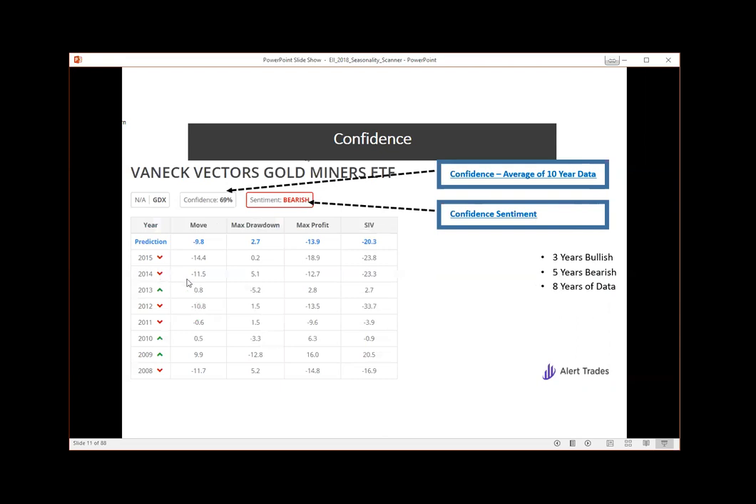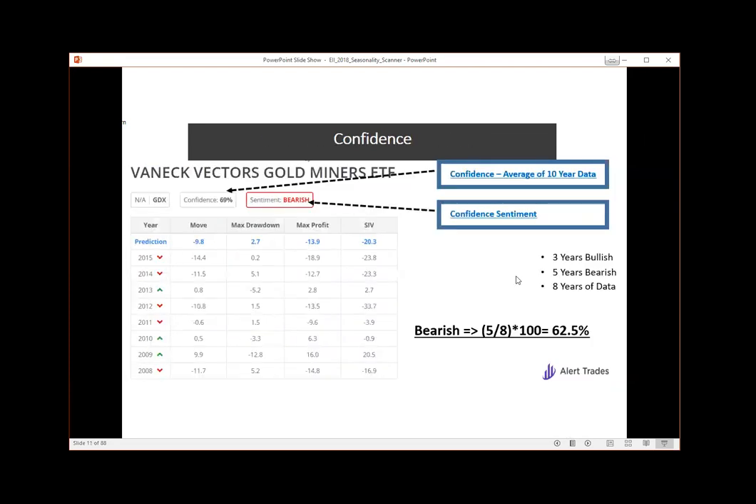We actually look at each individual year and we see how much it moved. You could have a bullish year, and if it only moved 0.5%, that really does not matter at all. Okay. So we kind of throw out these anomalies. We readjust our formula to take into account all these anomalies that can happen. And that's one of the reasons why our confidence value is different from everyone else. And it's a lot more accurate, you'll see, in predicting everything going forward.